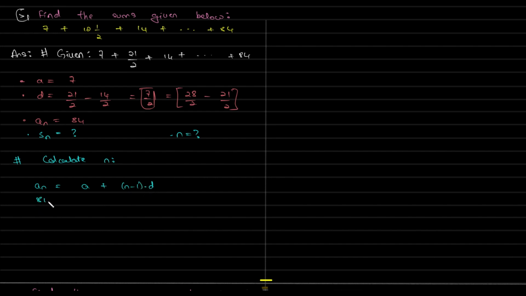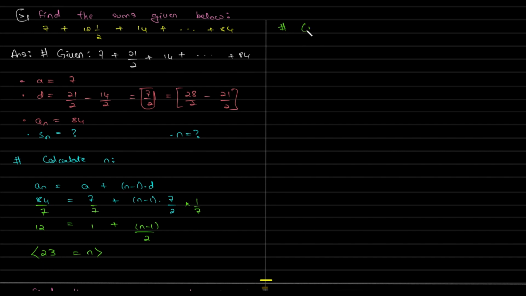So an, 84, is equal to a, which is 7, plus (n minus 1) into the common difference, 7 by 2. All of the terms have 7s, so dividing by 7, or multiplying with 1 by 7, is of great help. This is nothing but 12 equals 1 plus (n minus 1) by half. If I transpose this, it will be 11, and transposing that, it will be 22, and 23. So n is equal to 23. Such calculation you need to learn to do.